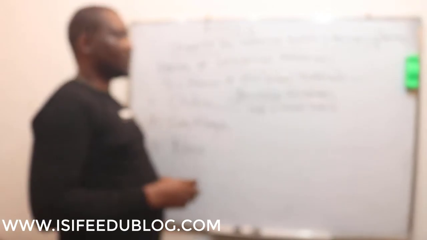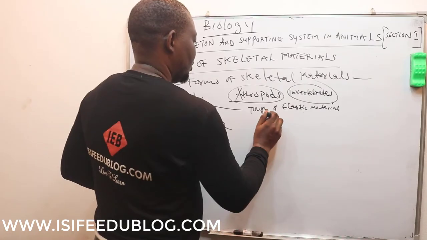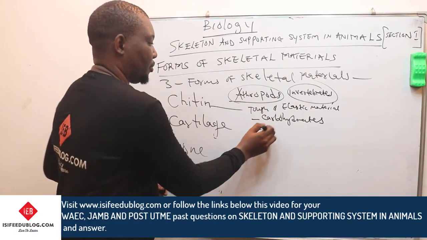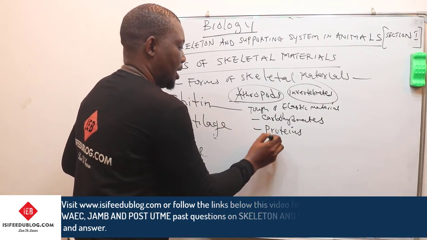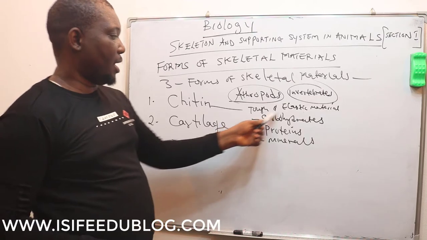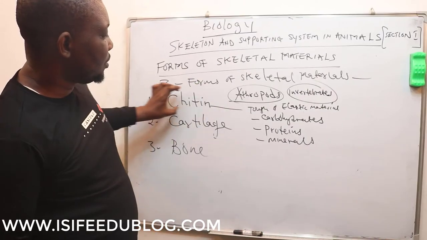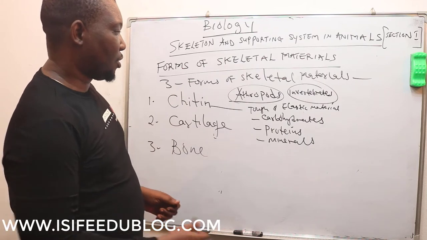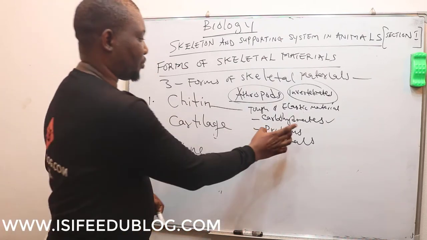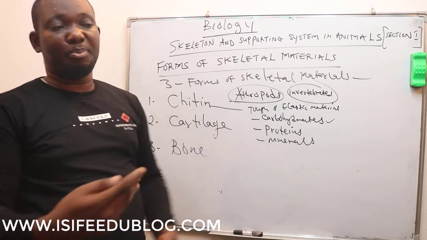A tough and elastic material consisting of carbohydrates, proteins, and minerals. The chitin freely allows permeability of water because it basically comprises carbohydrates which are calcified by protein, and the carbohydrate is permeable to water. It can allow the permeability of water.